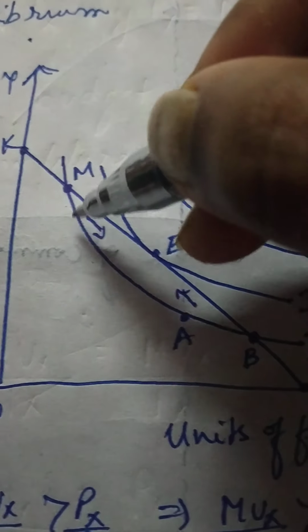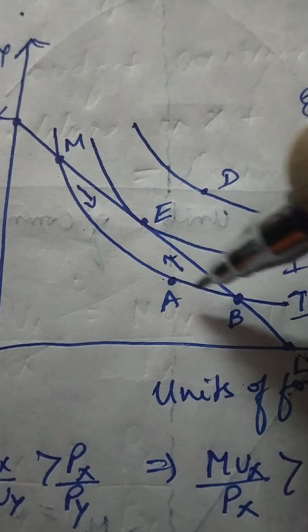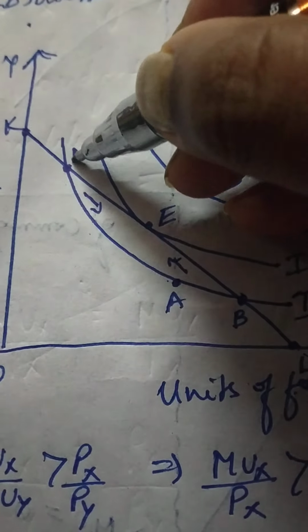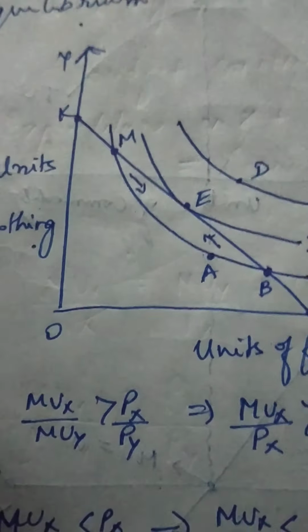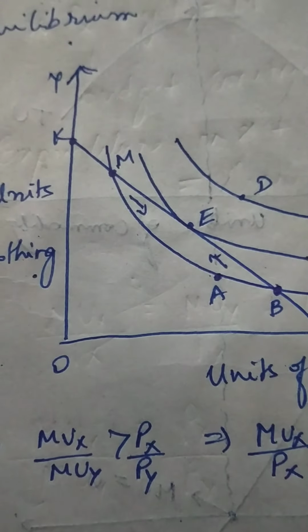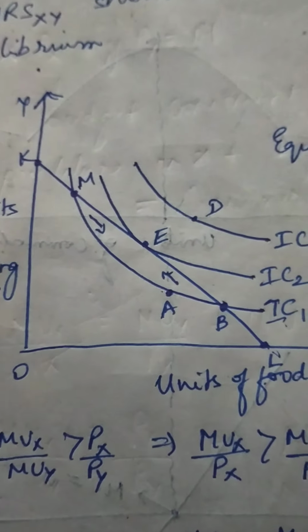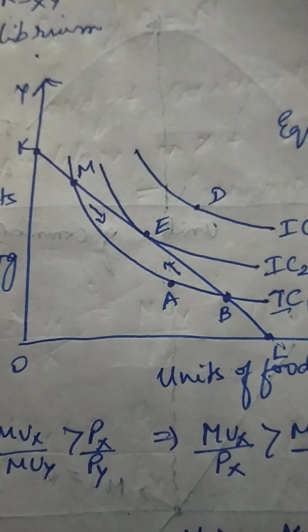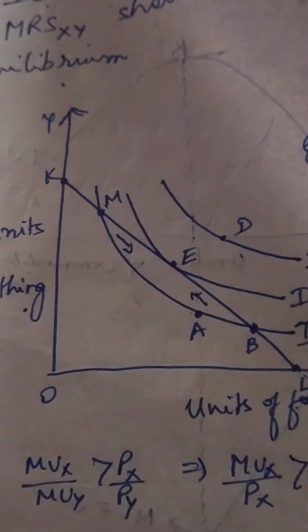Now you see, on IC1 you can observe 3 points, 3 commodity bundles A, B, M. Now point A, though attainable, will give a very low level of utility. Why? Because IC1 is the lowest IC here. We all know higher the indifference curve, higher will be the level of utility.